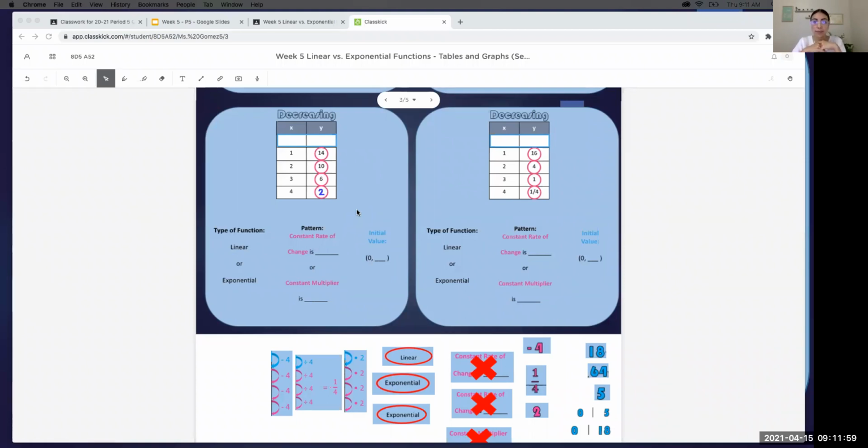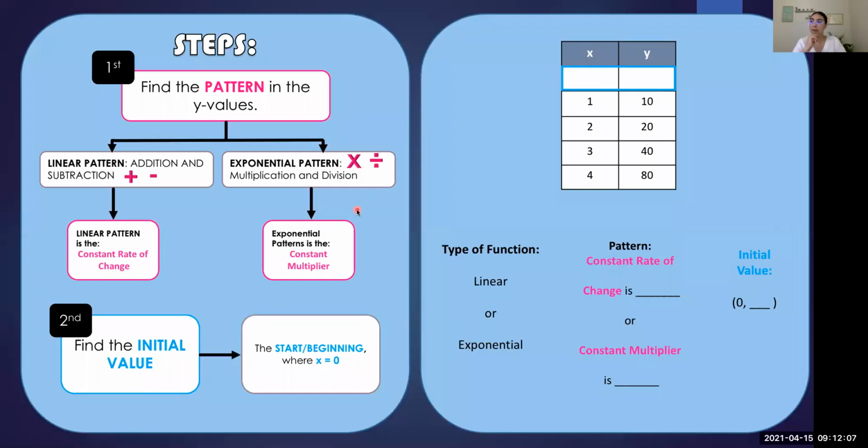All right. So we're going to go ahead and work through an example here. So we have our steps and we see a table here. Let's use those steps to determine if this is linear or exponential, to find the rate of change or the constant multiplier and the initial value. So the first step says find the pattern in your y value. So here's my y. We have 10, 20, 40, and 80.